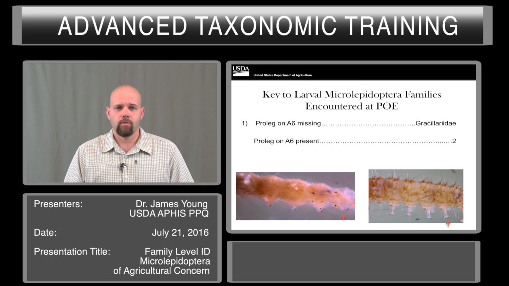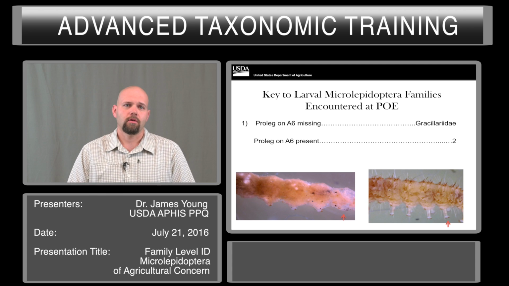For many of the couplets, I'll be going through them rather quickly. They represent easily understood terminology and structures. Feel free to pause at any time during the video to look at these in depth if you need to. So the first one's easy. The proleg on abdominal segment 6 is missing.